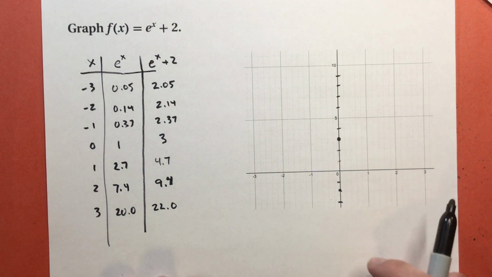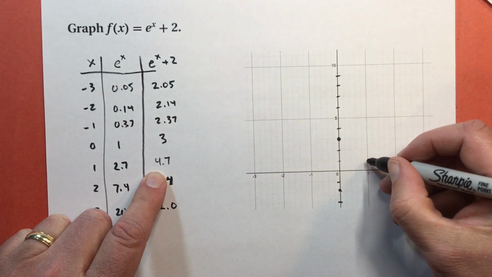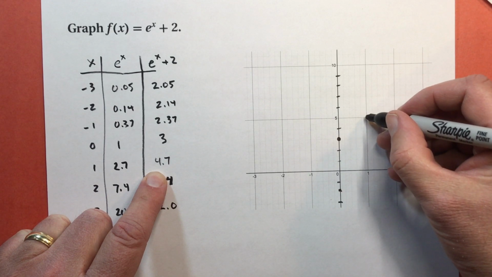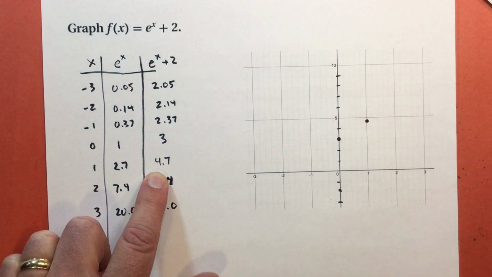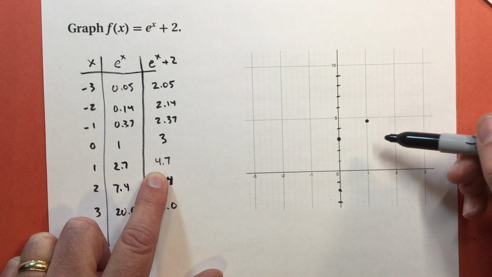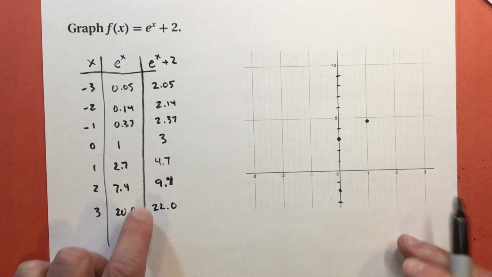So that's 0, 3. 1 gives 4.7, so I'm going to come over to 1. I'm going to go 1, 2, 3, 4. Here's 5. I don't want to go all the way up to 5. I'm going to go slightly more than halfway. And notice I'm not too picky about it. You're fine. Don't panic about that. It's between 4 and 5, probably closer to 5, but again, I'm not going to panic about it.